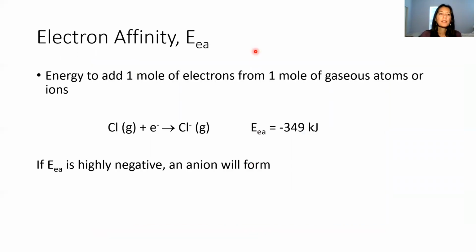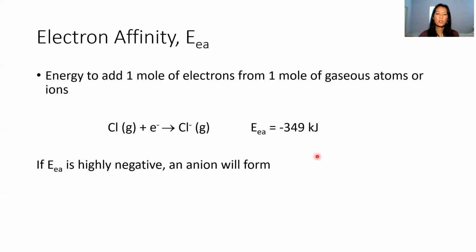The opposite of ionization energy is electron affinity. So this is just the energy to add a mole of electrons to a mole of gaseous atoms or ions. So that's basically forming an anion. Now here we have the electron on the reactant side because you're adding it to form the anion. These are all going to be negative.